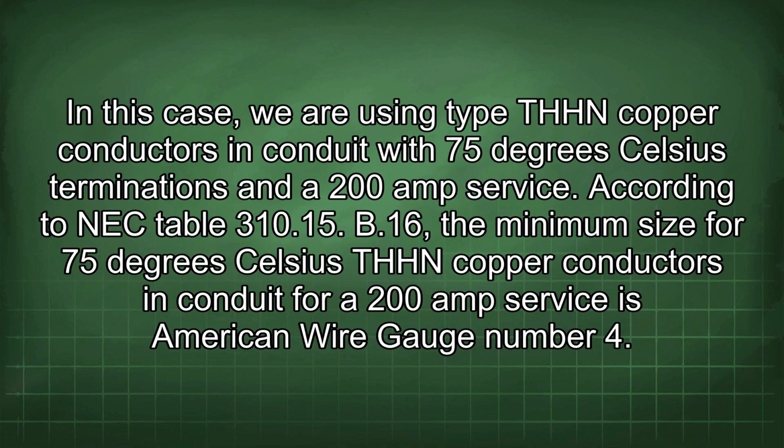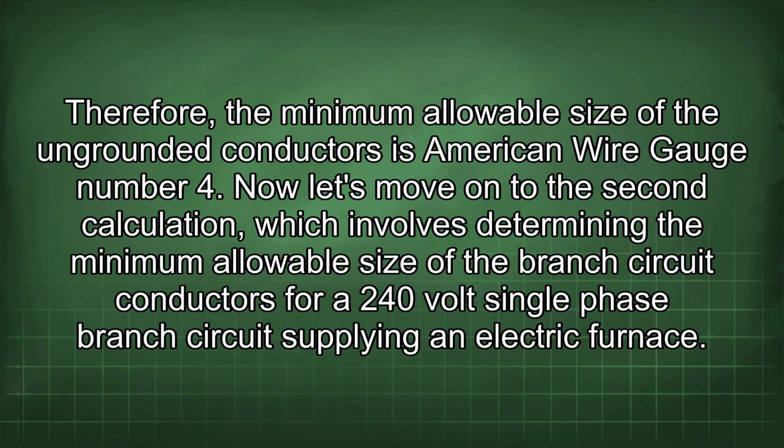In this case, we are using type THHN copper conductors in conduit with 75 degrees Celsius terminations and a 200 amp service. According to NEC Table 310.15(B)(16), the minimum size for 75 degrees Celsius THHN copper conductors in conduit for 200 amp service is American wire gauge number 4. Therefore, the minimum allowable size of the ungrounded conductors is American wire gauge number 4.